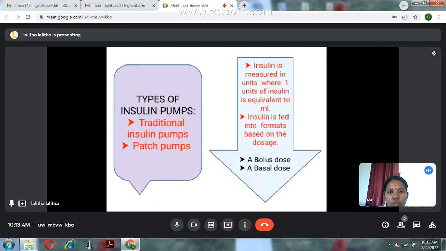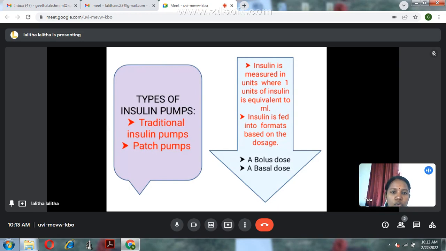Next, the types of insulin pumps. Insulin pumps consist of traditional insulin pumps and patch pumps. Insulin is measured in units, where 1 unit of insulin is equivalent to a milliliter.